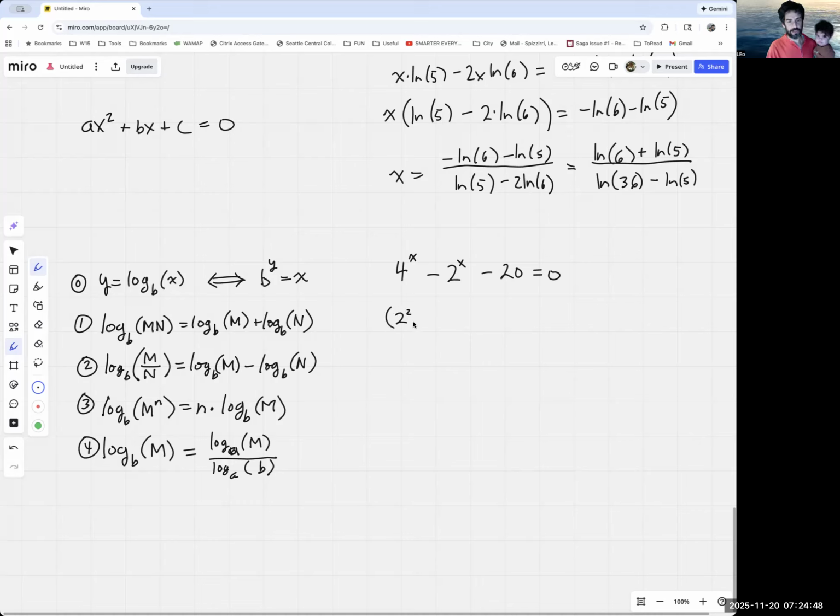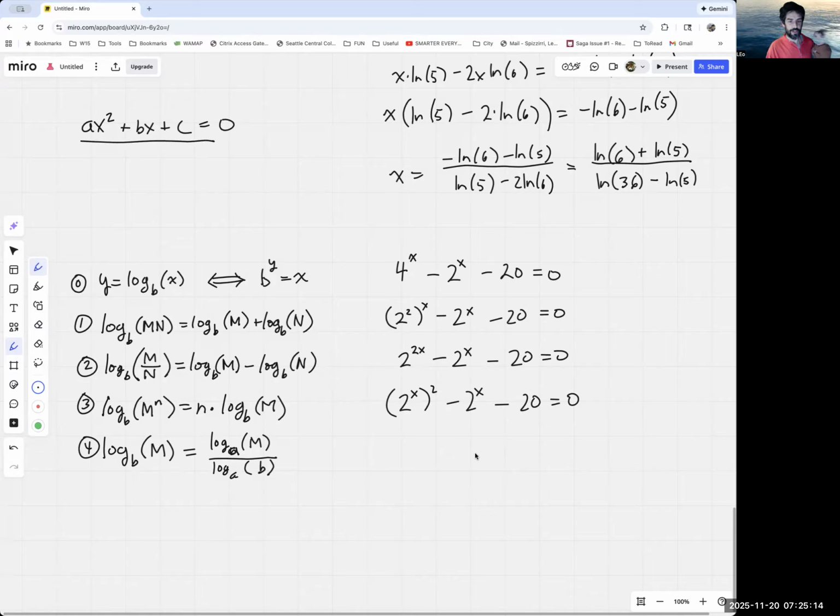4 is 2 squared to the x minus 2 to the x minus 20 equals 0. Then I know that this is the same as 2 to the 2x minus 2 to the x minus 20 equals 0. And I can rewrite this first one, again, using the rules of exponents. Right? And we have something of the form that we have right here. We have a thing squared, that same thing not squared, and then a constant, right? With some coefficients, right? In this case, there's coefficients of 1, -1, and then 20. And I can treat this thing and do the same things I do with a quadratic.